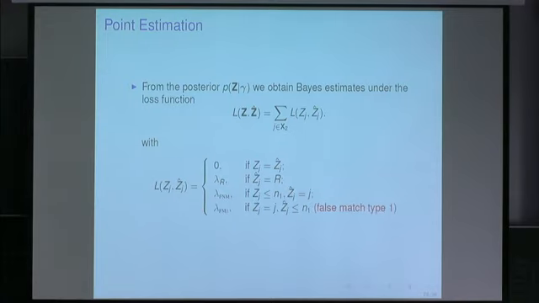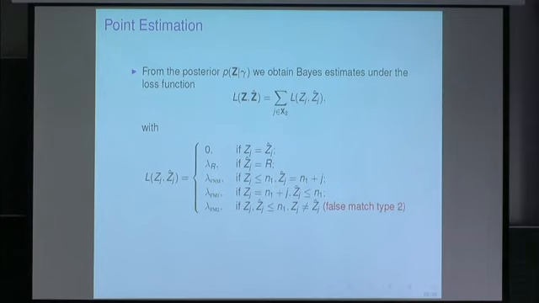There's going to be another loss for what I call a false match of type 1. That happens when the record in the second file doesn't match any record in the first file, but your estimator says that it matches some record in the first file. That's one type of false match. The type 2 false match is when your estimator says that it has a match, and indeed it has a match, but the true match is not the same as what your estimator is saying. That's more problematic than the other type of false match.